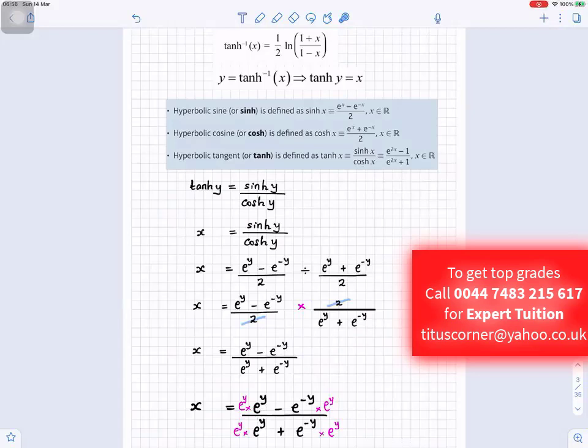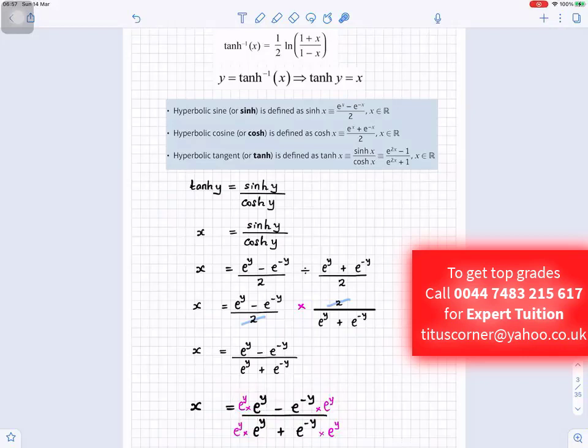So you use a mathematical technique. You multiply each of them by e to the y. If everything is multiplied by the same thing, the expression does not change. You just change it to another form. So you multiply each term by e to the y.